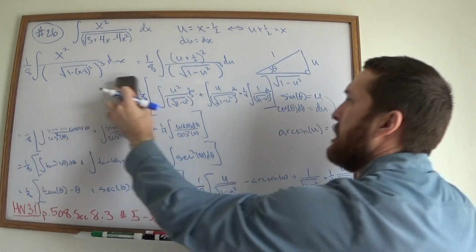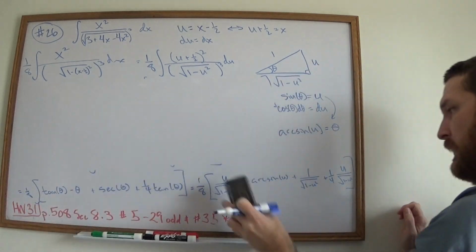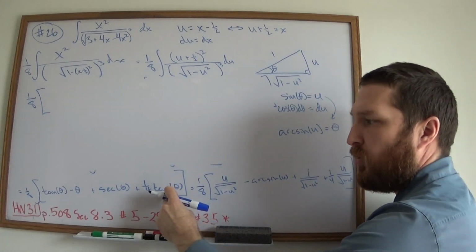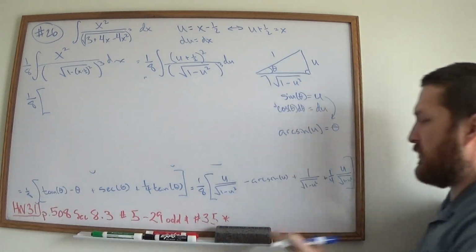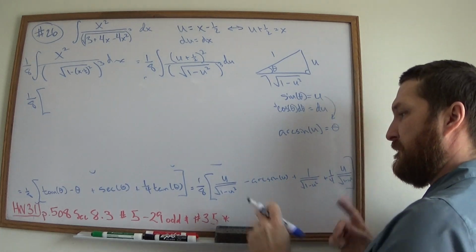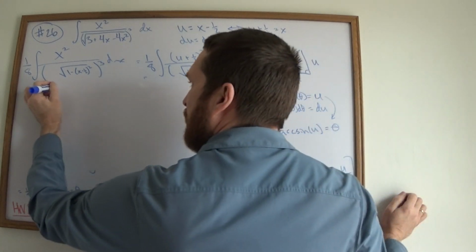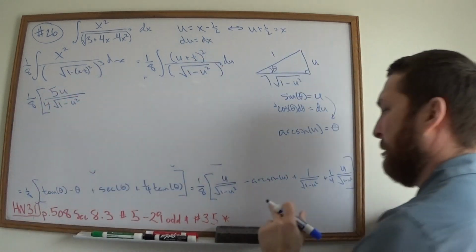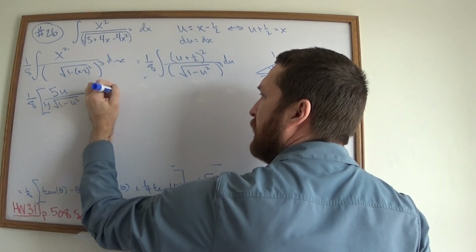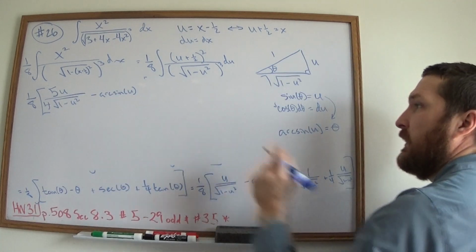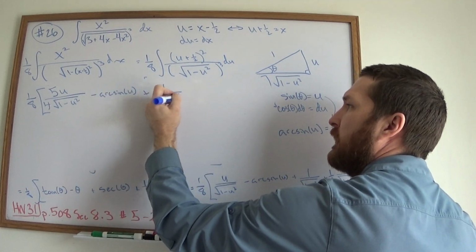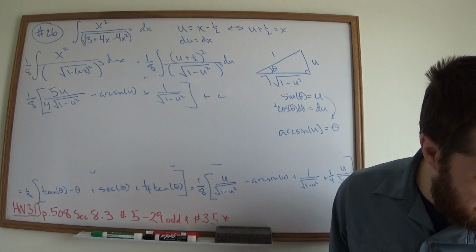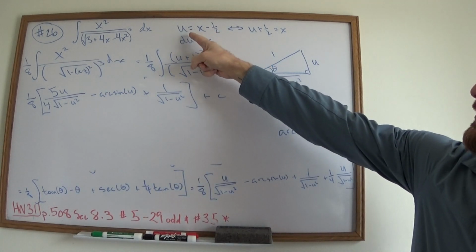And bring that back up here. That's 1/8. And we can also see that there's 1/4 tangent plus 1 tangent is 5/4 tangent, which is the same thing as 5/4 of this. So that's 5u over 4 root 1 minus u squared, minus arc sine u, plus 1 over root 1 minus u squared, plus a constant. But we don't care about u. We care about the x's. And here u was x minus a half.